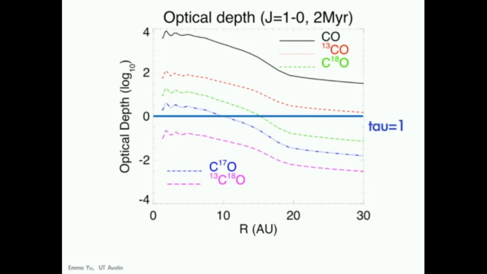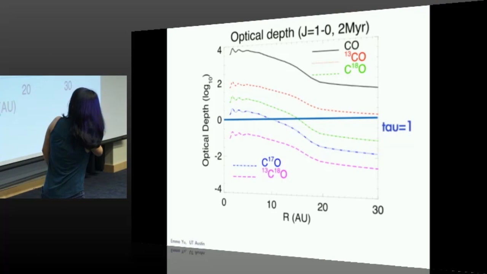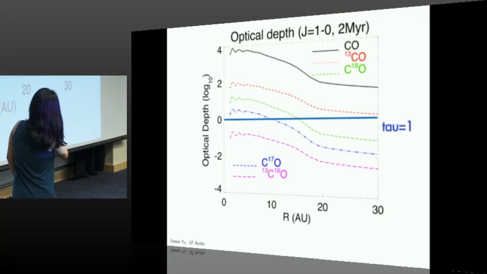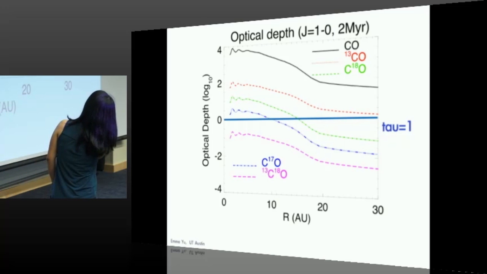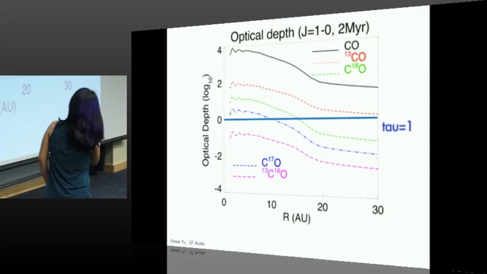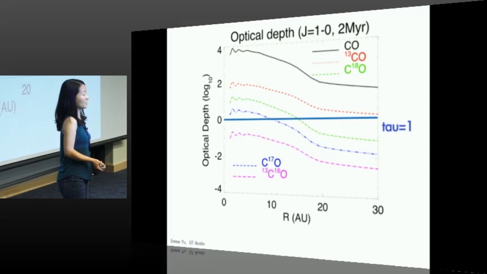All right, so we started this project trying to find out what we can use as a probe for the disk midplane. And it turns out C17O becomes optically thin after 10 AU from the central star. And for C18O, the number is around 15 AU. So basically that means, yes, we can observe C17O or C18O and use those lines as a direct probe of the disk midplane and use those lines to measure the disk mass.